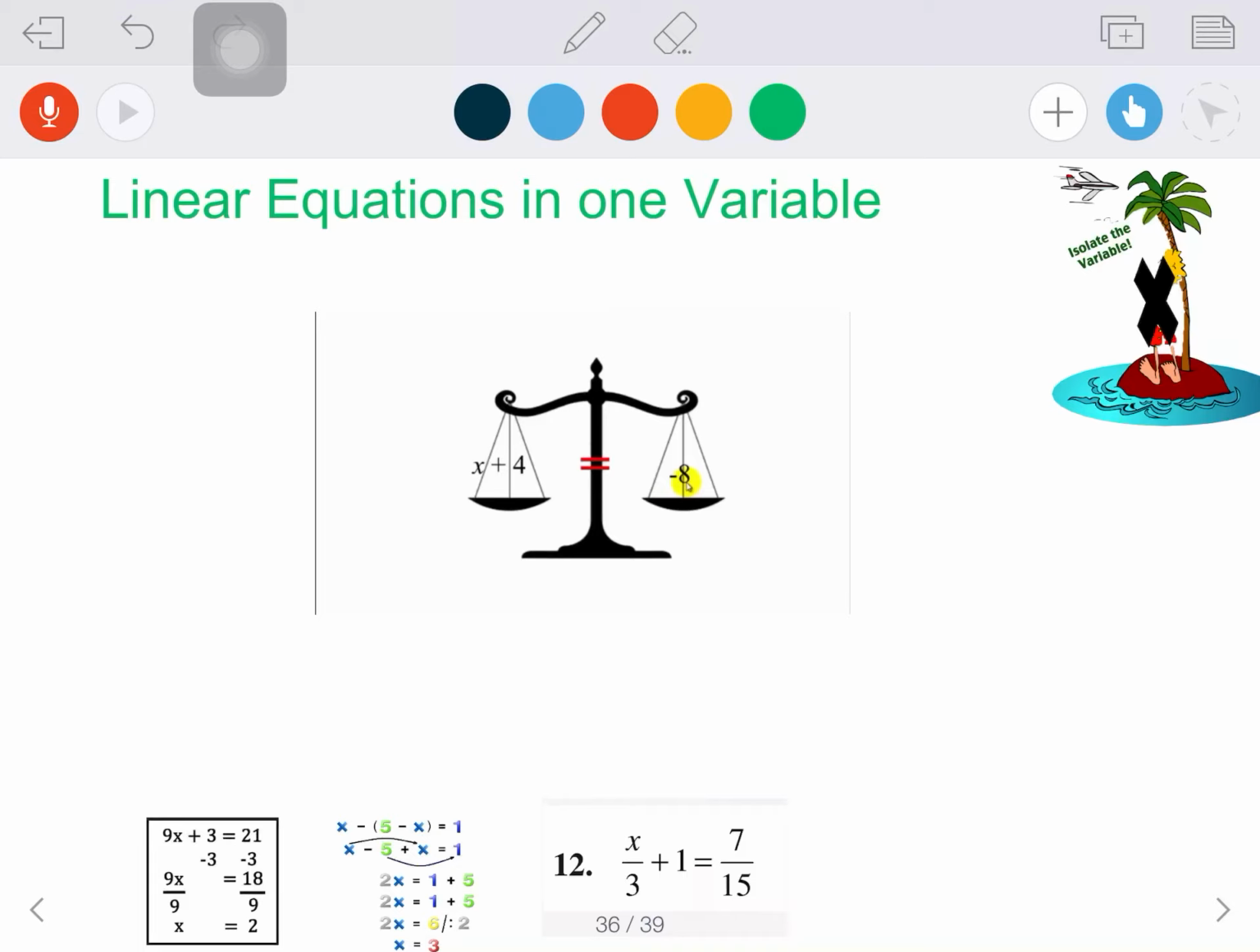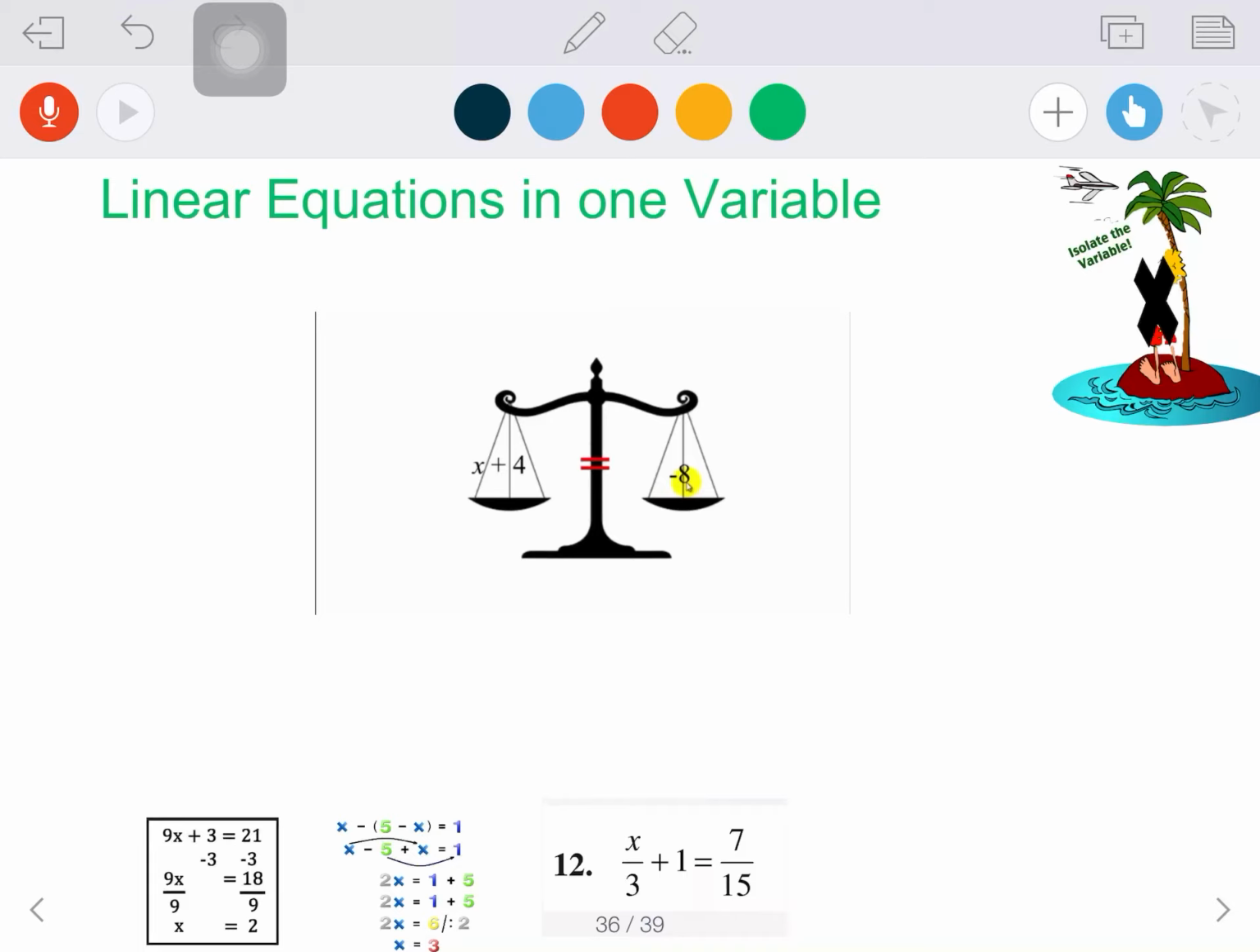You've learned that linear equations are equations that have one variable. That's why it's called linear equations in one variable, and the highest exponent in the equation is equal to 1. That's why it's called a linear equation.